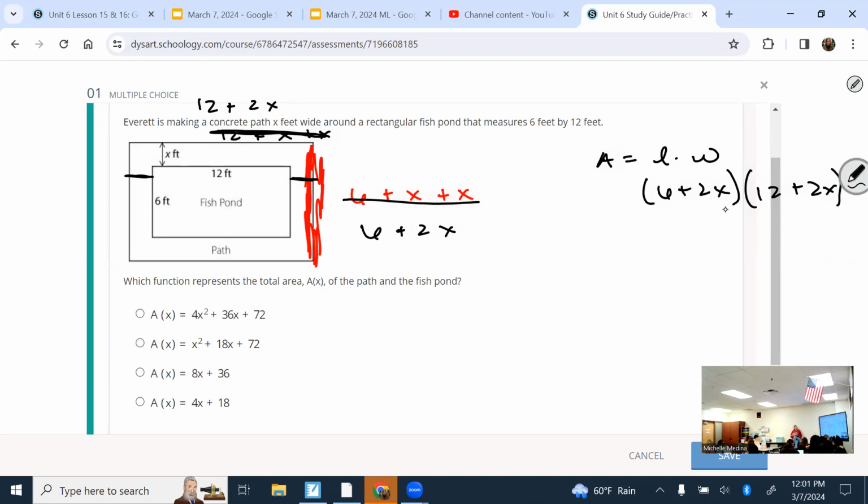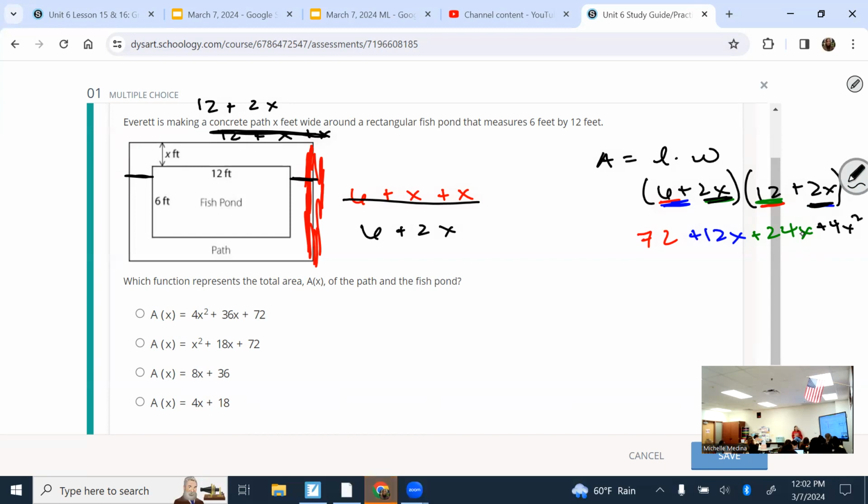But moving on, from here, how do you multiply 2 binomials? Double distribute, FOIL, box method, whatever you like. Which one do you like? FOILing. So multiplying the first terms, 6 times 12, is 72. Then the outer terms, 6 times 2x. Good. Inner terms, 2x times 12. And my last terms, 2x times 2x.